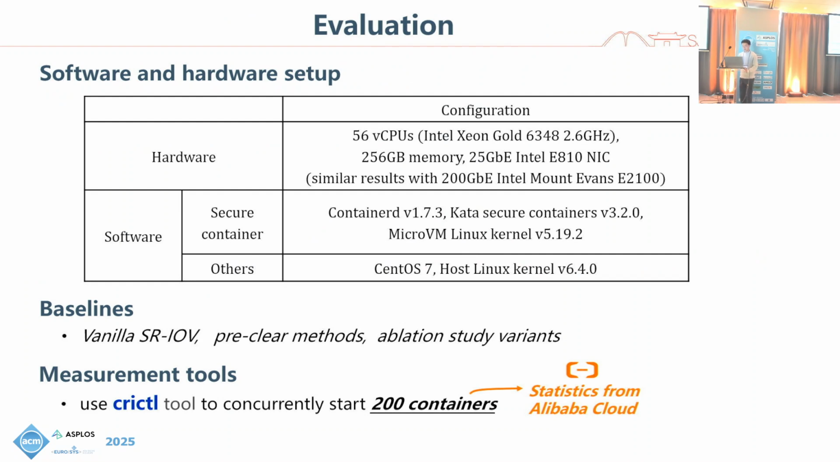With the three designs, we evaluated our design on a testbed running the open source Kata secure container with a server configuration resembling the production environment of Alibaba Cloud. And we compare with baselines, including the original SR-IOV-based container network and the existing optimization methods relevant to the bottlenecks that we have identified, like the memory pre-clearing methods. And we also include a series of FastIOV variants for ablation study. For the evaluation, we concurrently start 200 containers on a physical machine, according to the statistics from Alibaba Cloud.